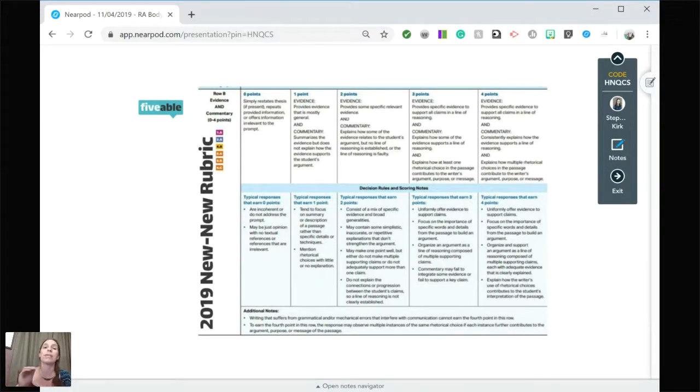And sometimes that can be a challenge. You get writing, you're in test brain mode, you're a little bit anxious about it, and you just keep going, and then you've got the timer and all of these pieces. But you've got to make sure you do all of those. But you also have to explain how multiple rhetorical choices contribute to the writer's argument or purpose or message. So it's not enough to do it just once. You've got to do it to multiple, okay?